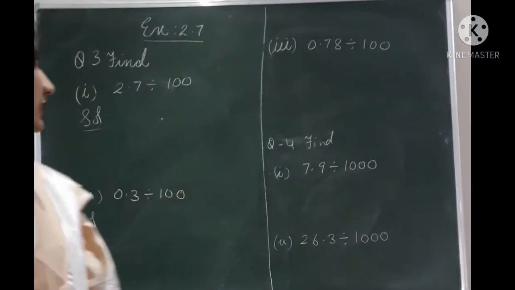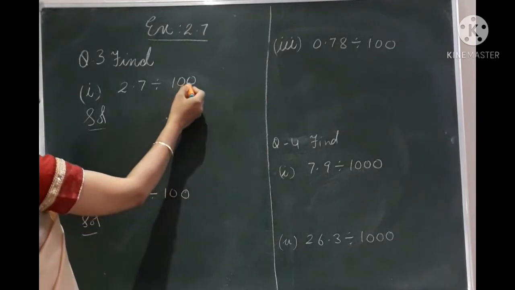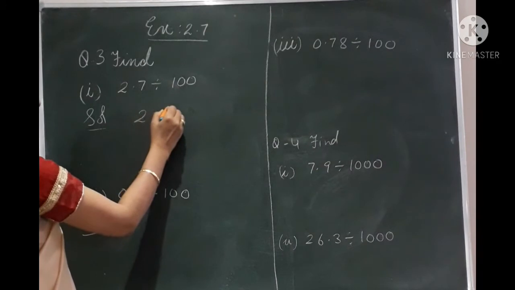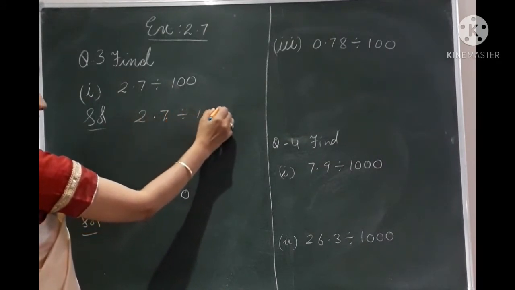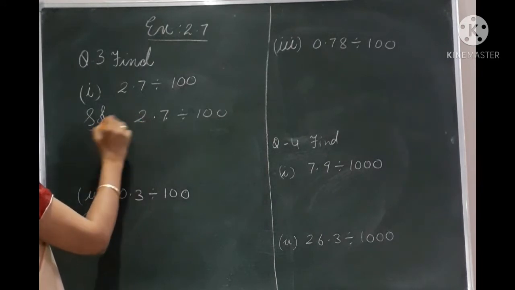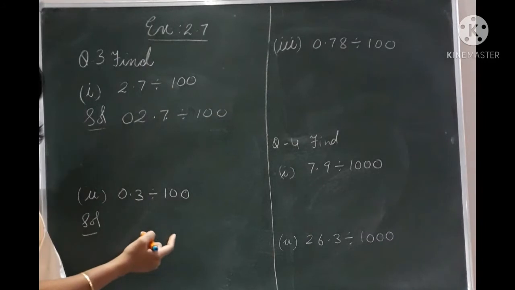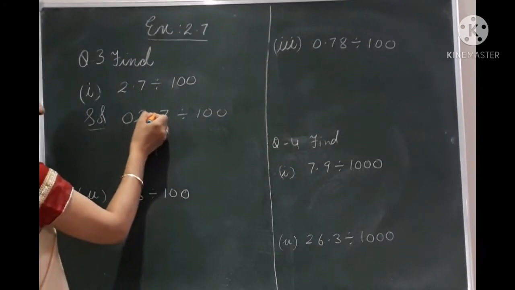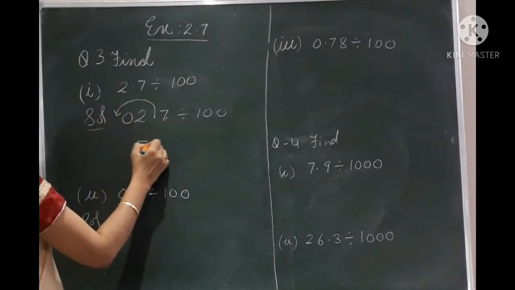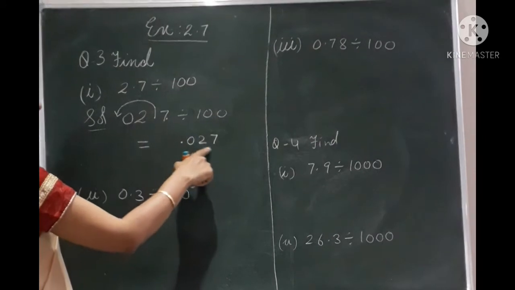Question number 3 is find 2.7 divided by 100. So here in 100 I have 2 zeros, so I will shift the decimal 2 places to the left. Now see, when I shift to the left, I have only 1 digit here, but I have to shift 2 places to the left, so I can put a 0 here. If I put a 0 here, it doesn't matter, it has no value. So now I will shift the decimal, it will be easy for me. The decimal will come here. So in the solution, what will you write? 0.027. This is the decimal part.